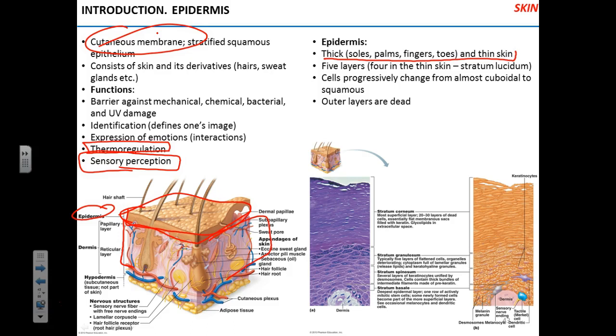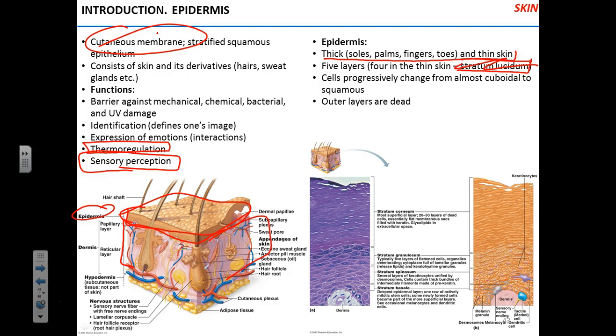The thick skin has 5 layers, and thin skin has 4. Stratum lucidum is absent in thin skin. Now, as you remember, in stratified squamous epithelium, the bottom layer is always alive, correct? As you go from the deepest layer to the more superficial layers, cells progressively die, and the outer layer is completely dead. We discussed it 1 or 2 classes ago. Does that make sense?